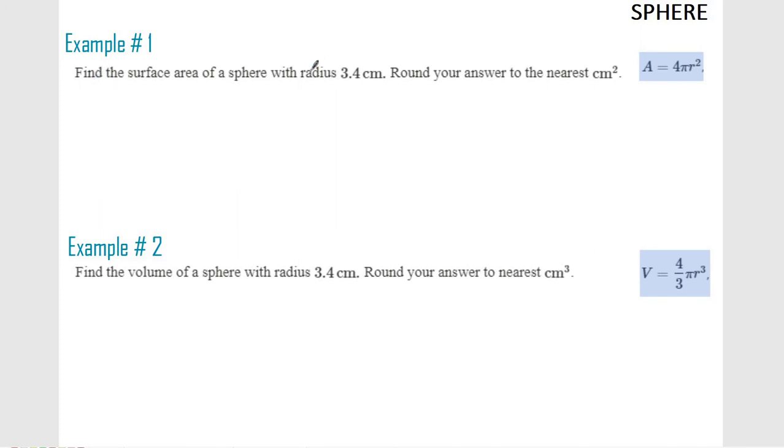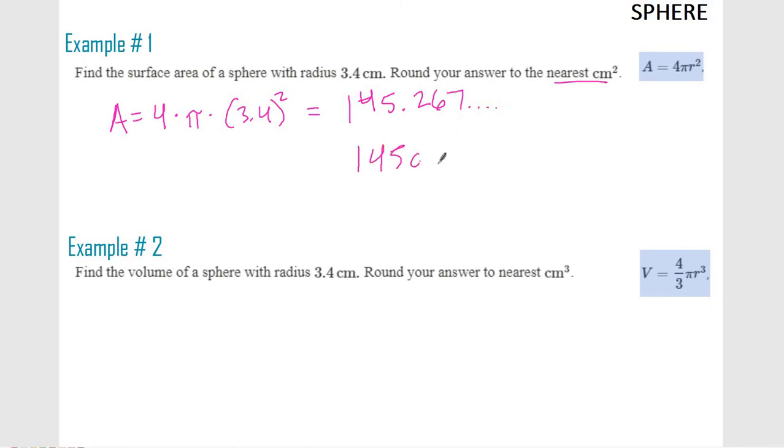So here, find the surface area of a sphere. So the surface area is 4 times pi times your radius, 3.4 squared. And we're going to round to the nearest centimeter squared. So we do this on our calculator. 4 times pi times 3.4 squared, and we should get 145.267... right? Round to the nearest centimeter, we get 145 centimeters squared.